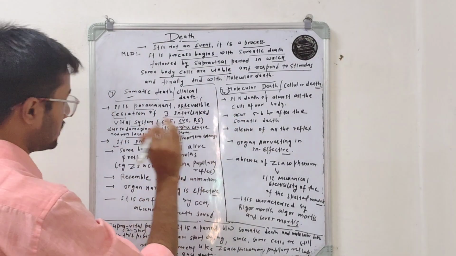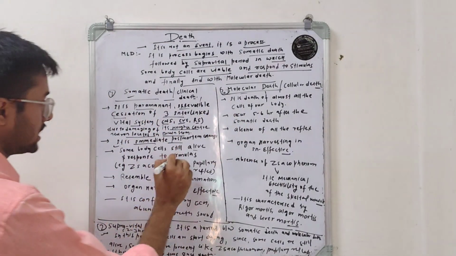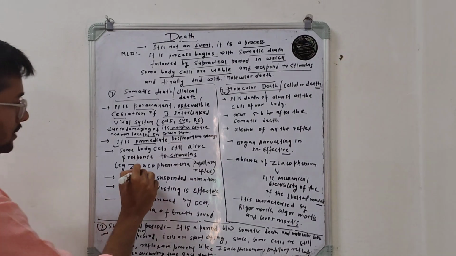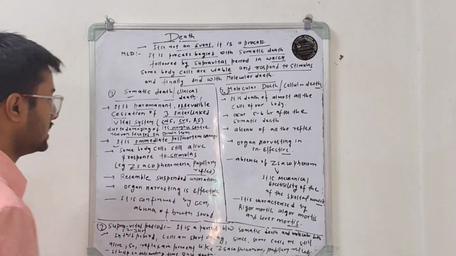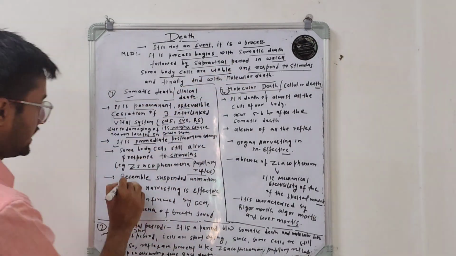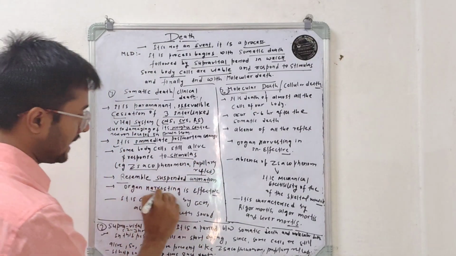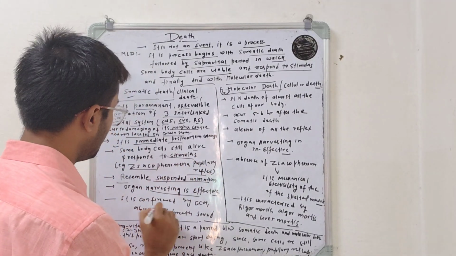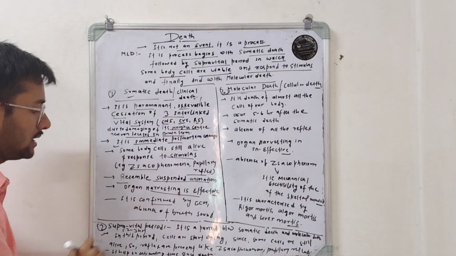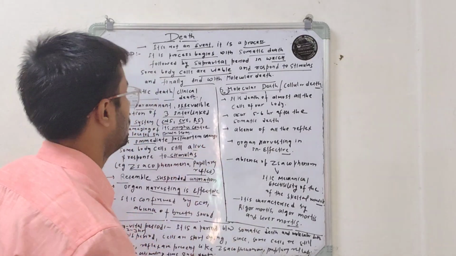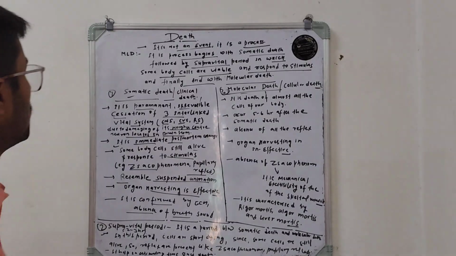Some body cells are still alive and respond to the stimulus. That's why we observe the Jacob's phenomena and the pupillary reflex. The next thing is that it resembles suspended animation, and organ harvesting is effective. It is confirmed by the ECG or the absence of breath sound. So these are all about the somatic death.